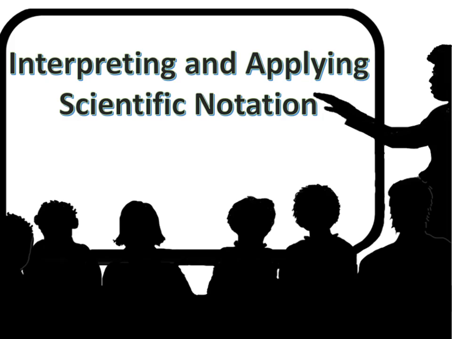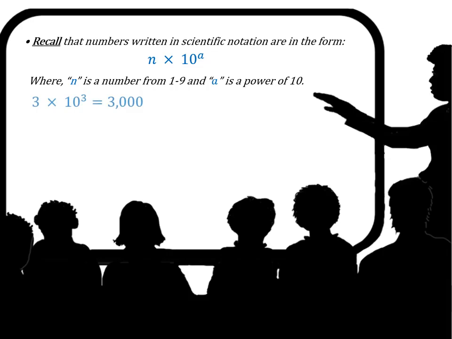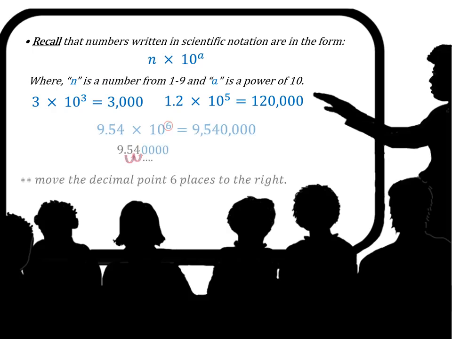Interpreting and applying scientific notation. Recall that numbers written in scientific notation are in the form n times 10 to the a power, where n is a number from 1 to 9 and a is a power of 10. Here are two examples. 3 times 10 to the third is 3,000.